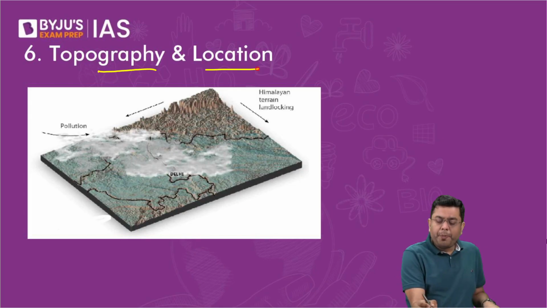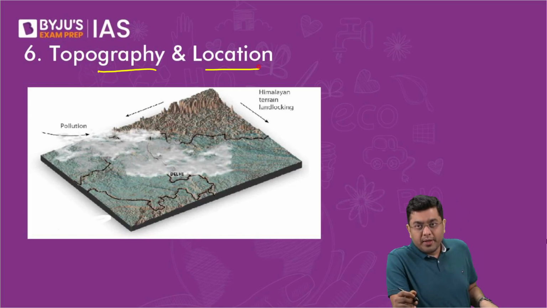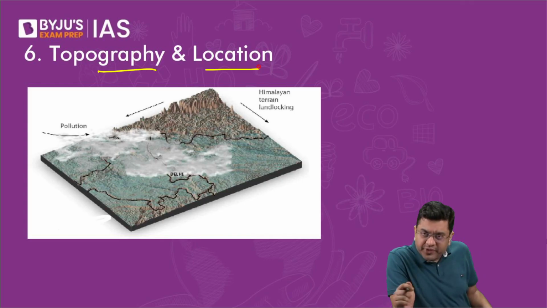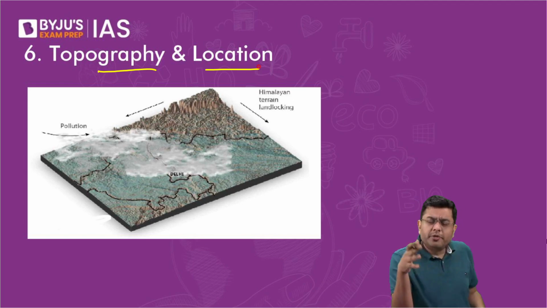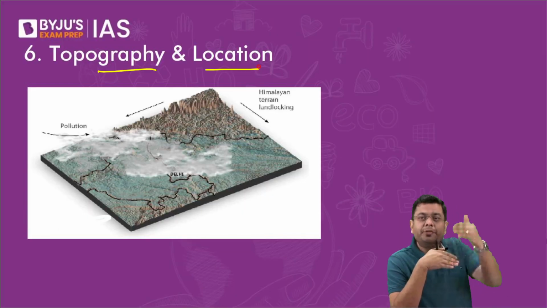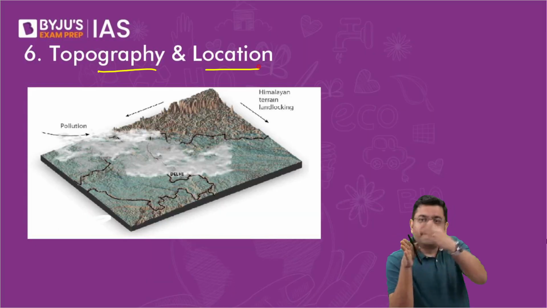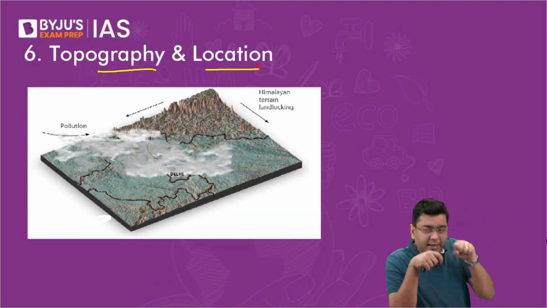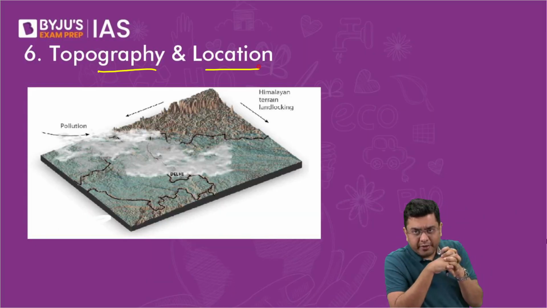Other reason, topography and location. That is also a dominant factor. When we talk about the southern part of the country, the peninsular region of the country is frequented by rain-bearing clouds. And all that rainfall which happens, I hope we are aware that the natural tendency of rainfall, the amount of rainfall received decreases from south to north and decreases from east to west. Southern part receives very high amount of rainfall.